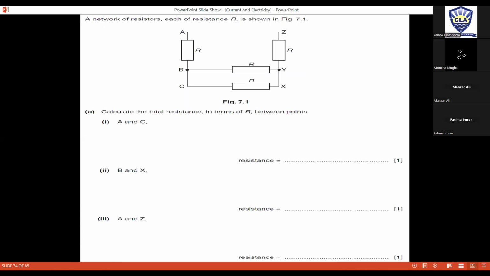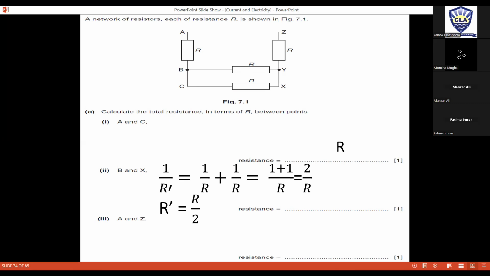Okay, another question. We have an arrangement of resistors, two in parallel, and R in series with these two parallel. A and C has a straight way with only one resistance, which is R. B and X, we have two resistors in parallel. So 1 over R plus 1 over R simplifies to 2 over R. So your combined resistance is R by 2.